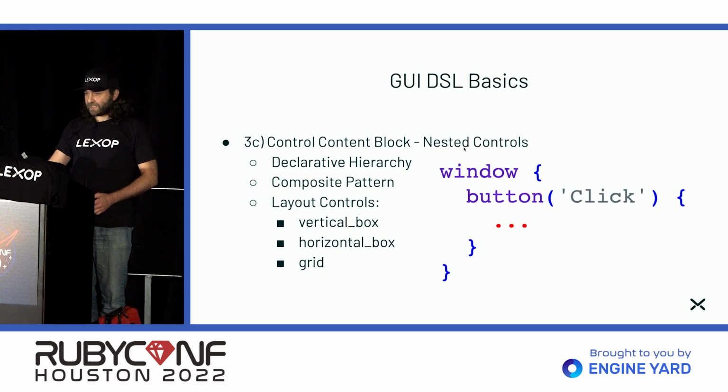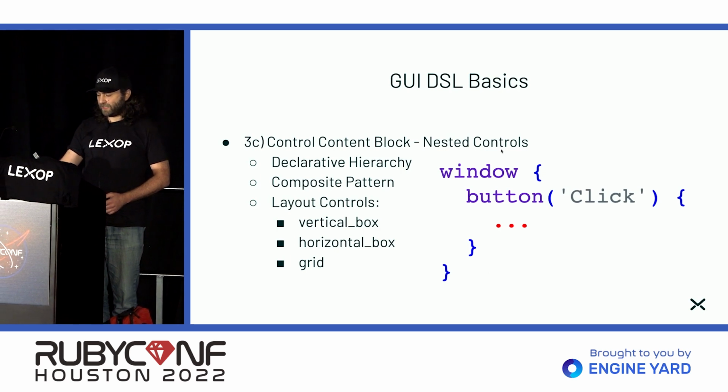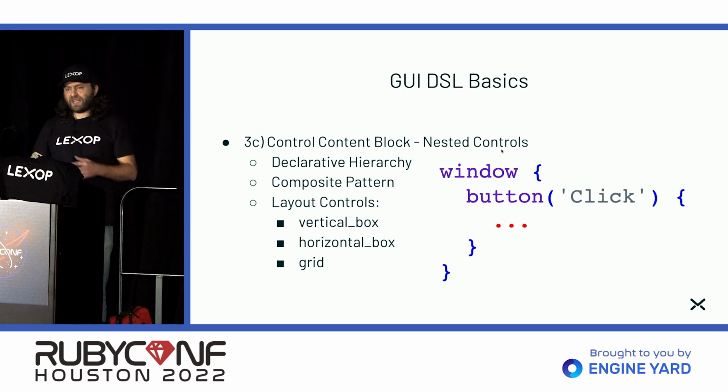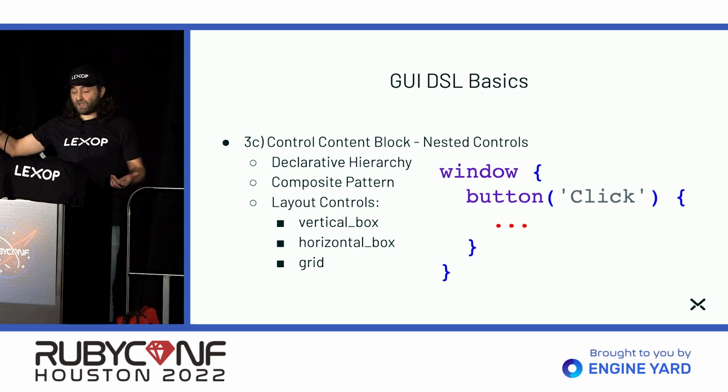Finally, the last part in the content block is the nested controls. So you can basically declare a hierarchy of widgets, because in the end, when you open a window, you want to put something in the window. So you build a hierarchy of controls. So a window can contain a button, for example. And in a way, you're following the composite design pattern, because every control that can contain other controls is a composite. And there are a few special layout controls, like vertical box, which lays controls vertically, horizontal box, which lays them horizontally, and grid, which will lay them out in a grid.